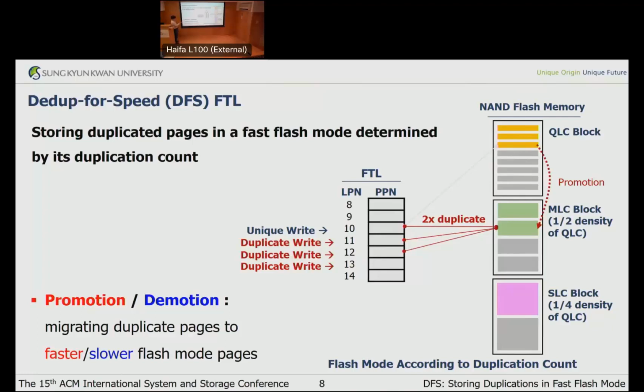But for duplication, yeah, another promotion. DFS demotes a physical page to a slower flash mode page when its duplication count reaches the lower threshold. Animation, okay.